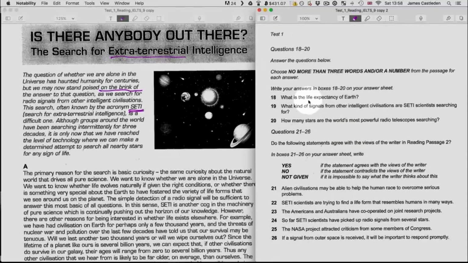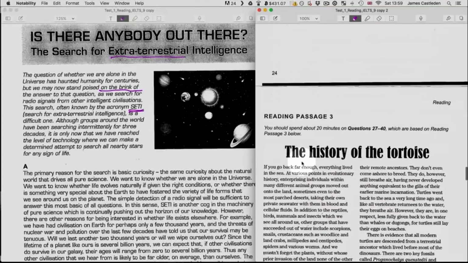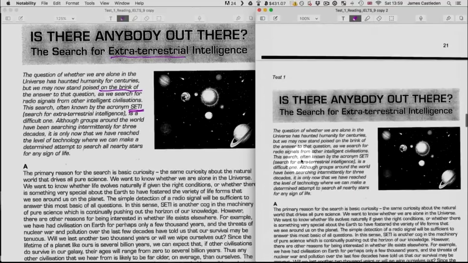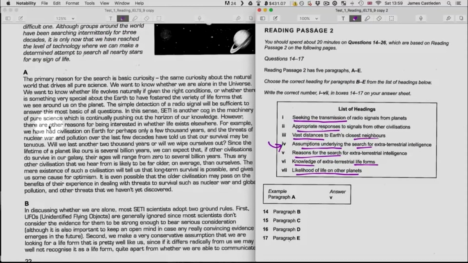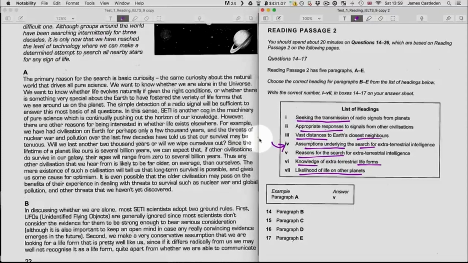Okay, so life expectancy of the Earth. What kinds of signals are they searching for? How many stars? How many are they searching for? And again, this is yes, no, not given. That's a dangerous type of question to look at, so don't look at that one yet. Okay, let's have a look back at these now. So we need to match these paragraphs.